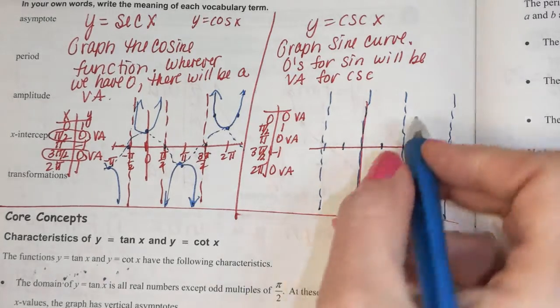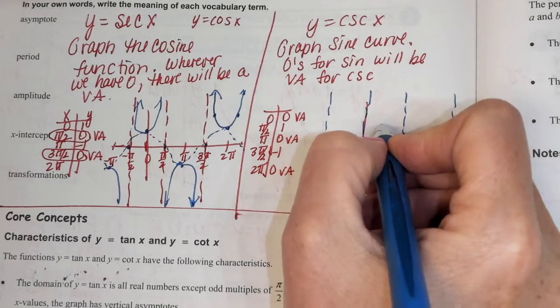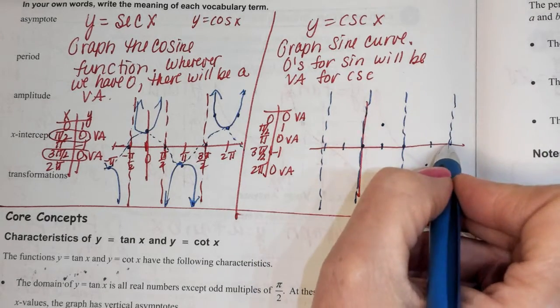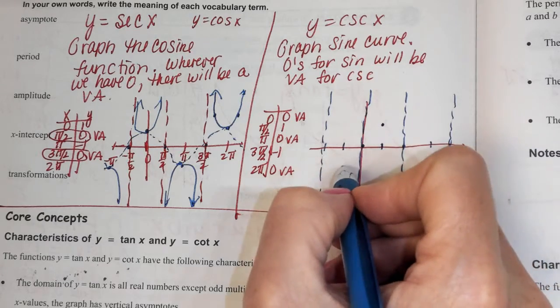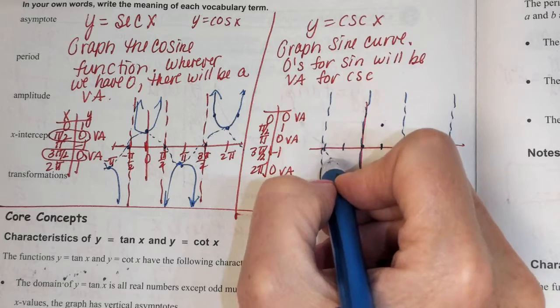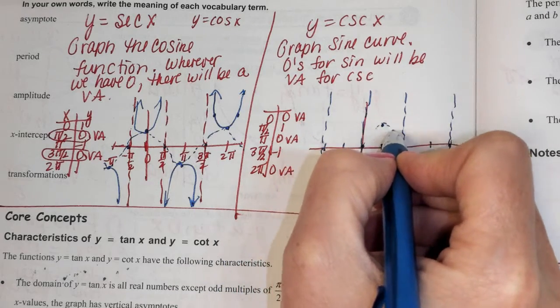I'm going to go ahead and plot my points. My points go 0, 1, 0, -1, 0. Go backwards. 0, -1, 0, 1. Speed -1, 0. So here would be the sine curve.